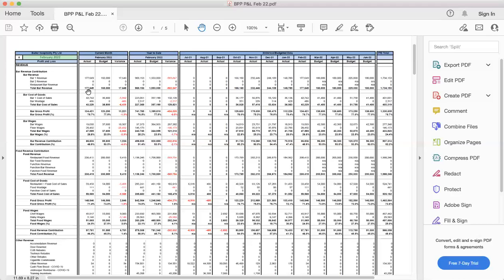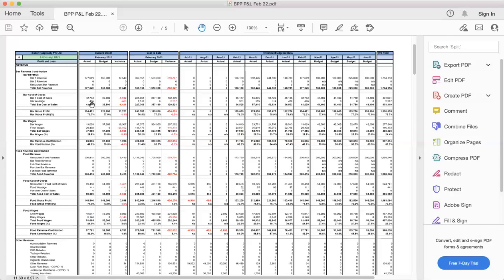Underneath that, we're going to start looking at our bar cost of goods. Essentially, our cost of goods is what we've purchased for alcohol or soft drinks over the course of that month. For this example, the Butler spent $42,742 purchasing stock for the bar for the month of February. Our budgeted figure was $36,800, which means we've overspent by almost $6,000. Now, something to bear in mind here is although we have overspent, we are up in revenue at this stage by $17,000. So you would expect to see more purchases based on more revenue.